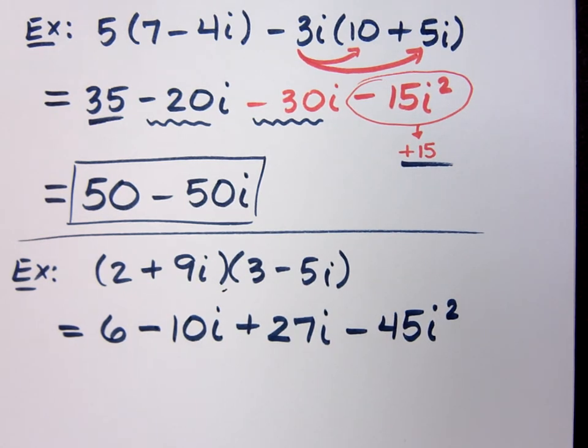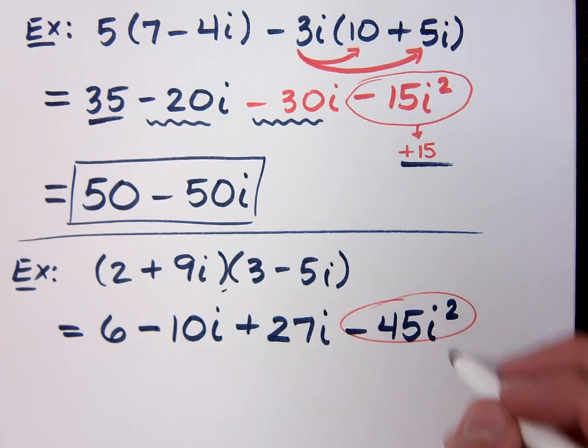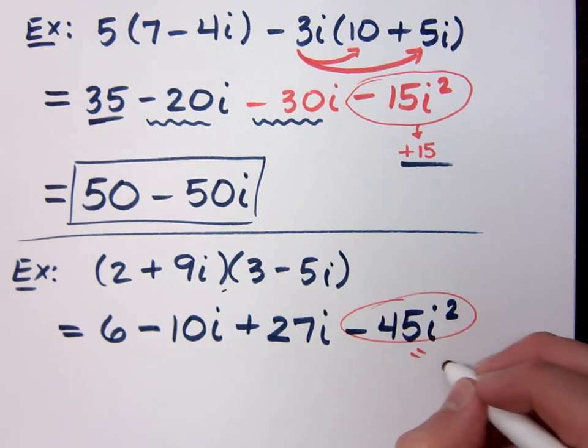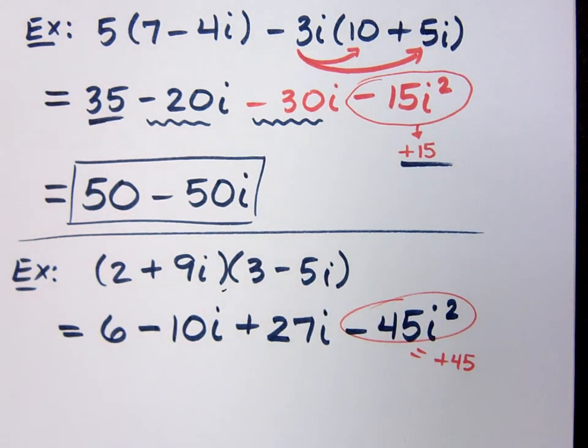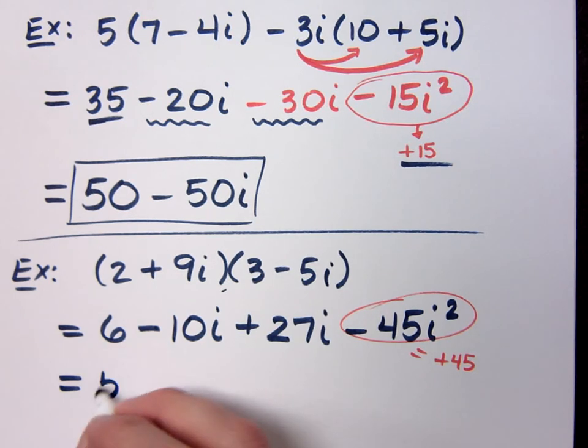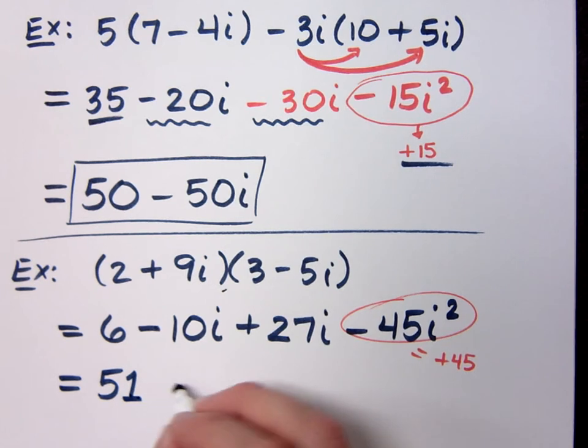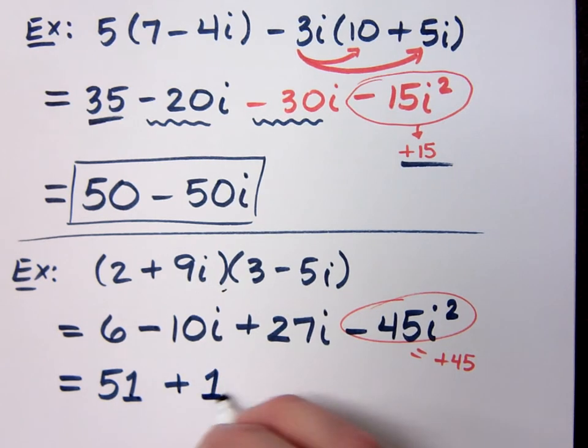What am I going to do here? What do you see? Minus 45i squared becomes a positive 45. You have to remember that i times i is i squared. If you don't, you will not get the right answer. Piece by piece. What's my real part? 51. What's my imaginary part? Plus 17i.